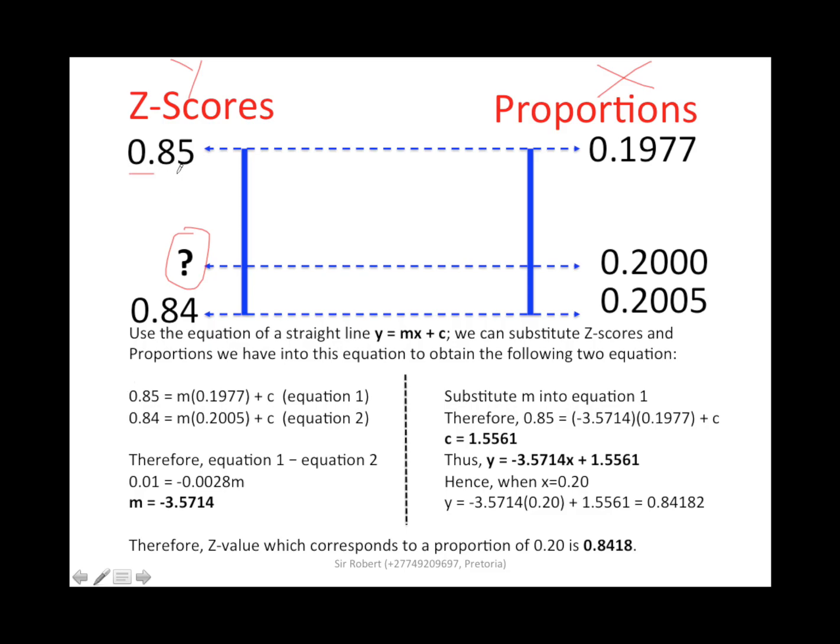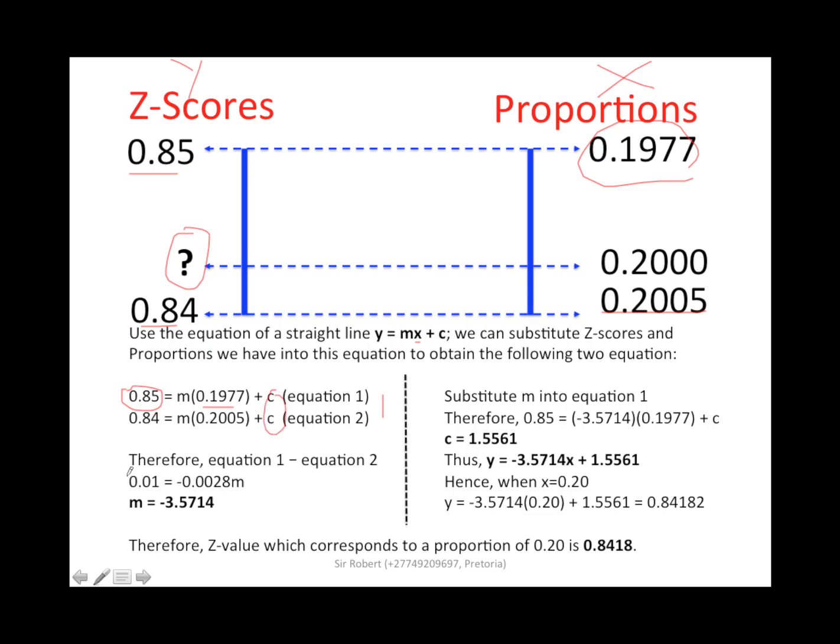So 0.85 is your y and 0.1977 is your x. Remember, your x here. And you are left with m and c. So this is the same thing on the second equation. You substitute 0.84 and 0.2005, then you get these two equations. Once you get those two equations, we want to solve for m and c, so we subtract equation 1 minus equation 2. So equation 1 minus equation 2 means c minus c gets 0. So we eliminate the c here.